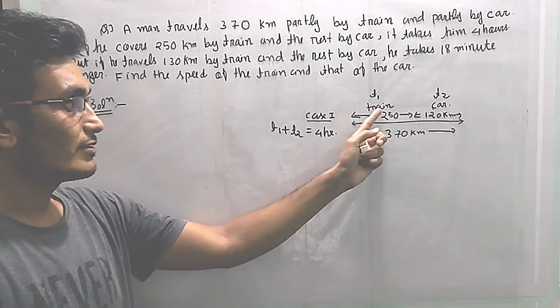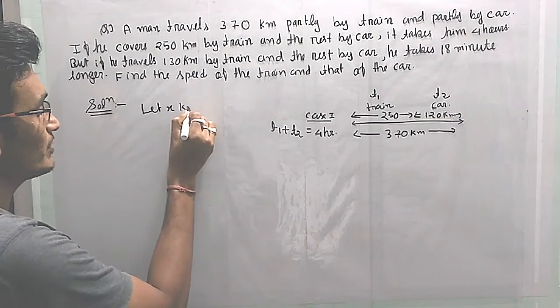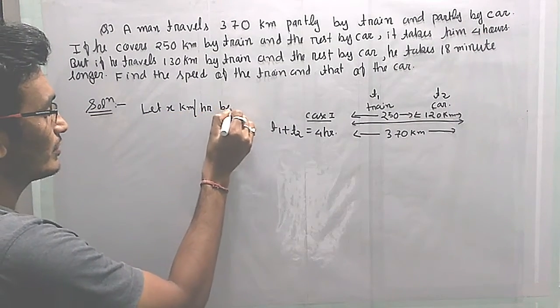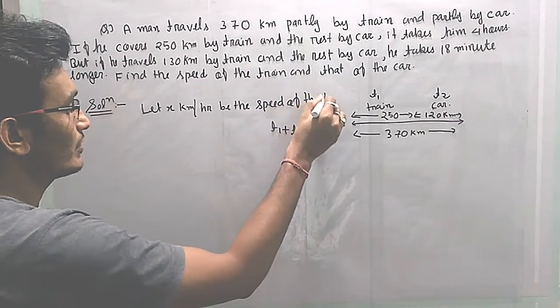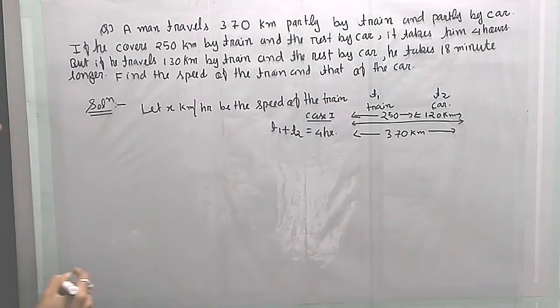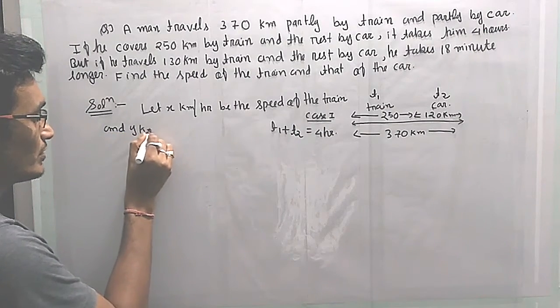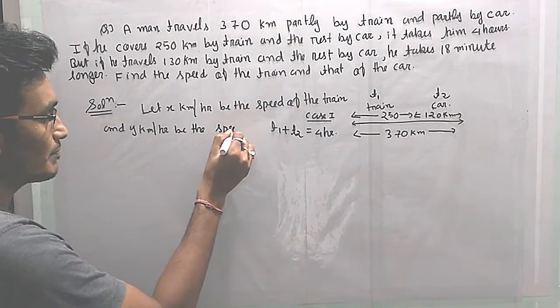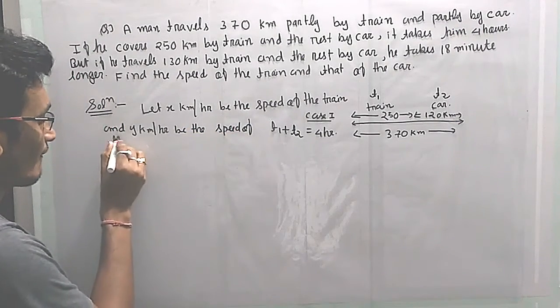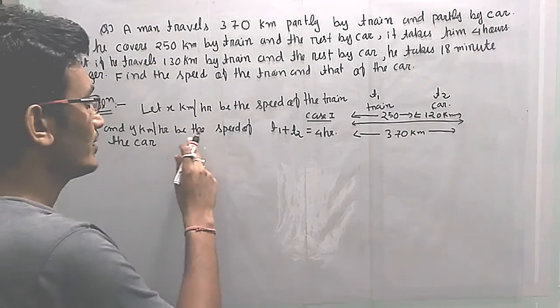Suppose x be the speed of the train. So let x kilometer per hour be the speed of the train, and y kilometer per hour be the speed of the car.